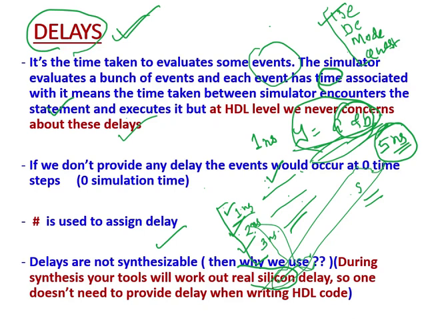And if you do not provide any delay, the event would occur at 0 time step. At 0 time step means it can be at 0 nanosecond or 0 picosecond. If you are not mentioning your time delay, then by default it takes 0 time steps. Your simulator considers it 0 time steps. And how to assign the delay? Using this token, this hash. The hash token we normally use to give delay.